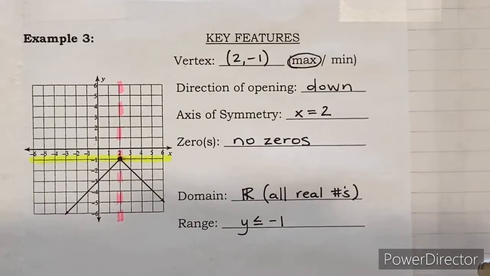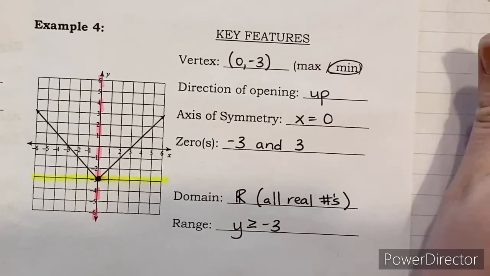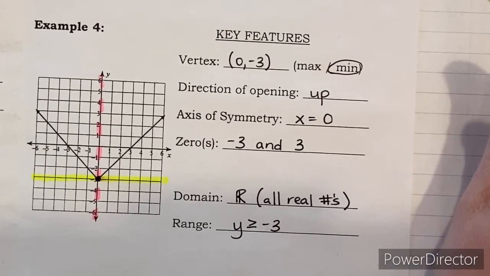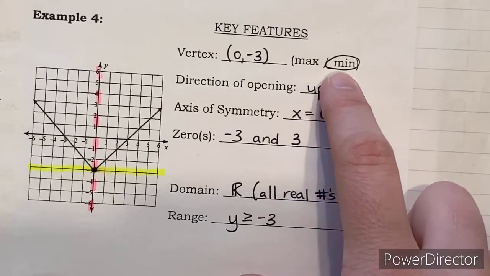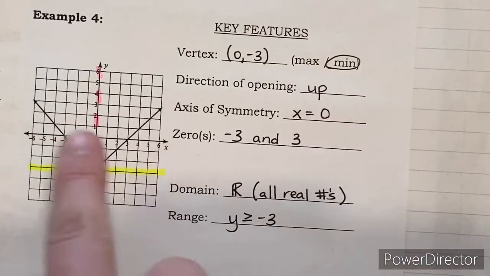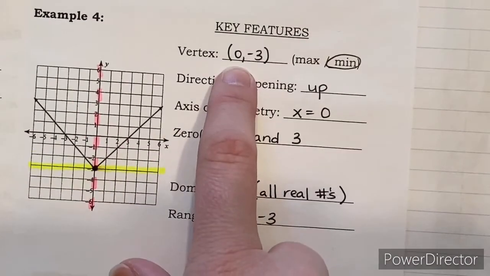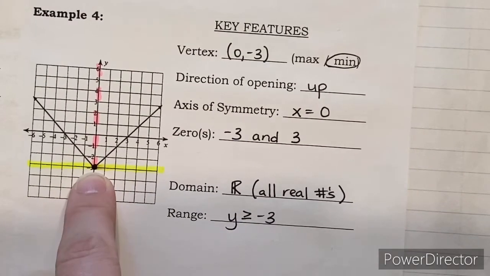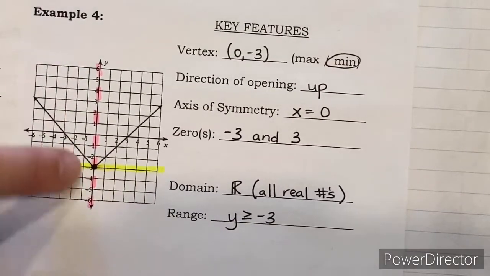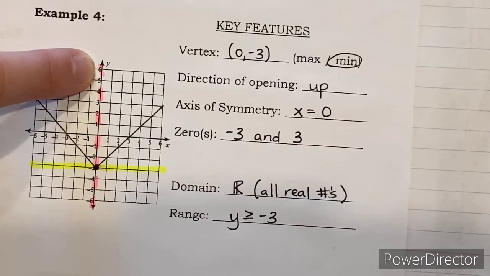Let's look at example number 4. Example 4 was very much like example number 1. They both opened up, which means the vertex was a minimum. It was like the bottom of the bowl down here. This vertex is at (0, -3). Our axis of symmetry is the y-axis, and that's x equals 0 because we didn't move left or right when we originally started this graph.